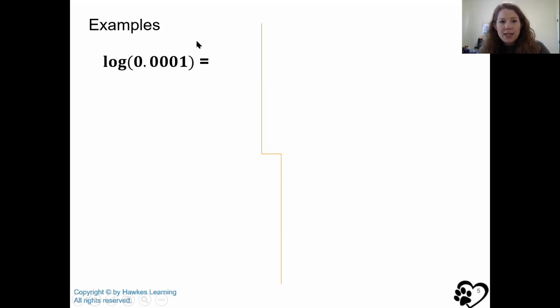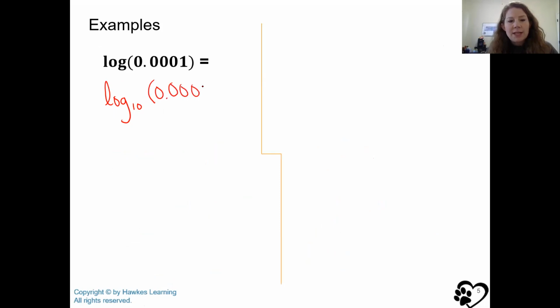Now this one is asking, if you have a log and there is not a base written, that means it's always a 10, log base 10. And most of our calculators have the log button, which is always log base 10. There's one great calculator, it's a Casio, where you can actually change the base of your logs, but most of the other ones do not.